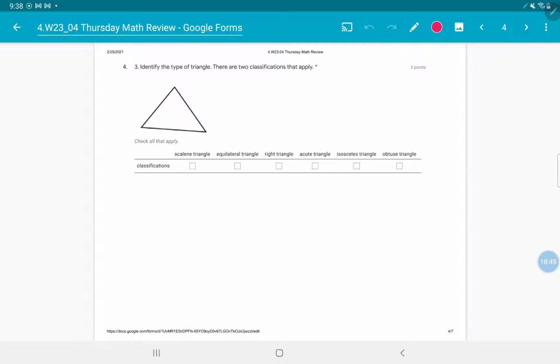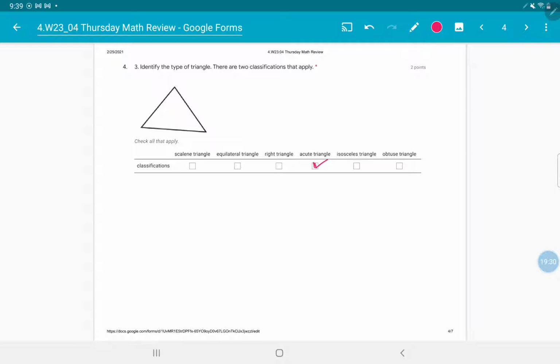So what would we call that, if all 3 of the angles are acute? What do we call it, Jaden? If all 3 of them are acute, then it is an acute triangle. Okay? All 3 are acute, so it's an acute triangle.